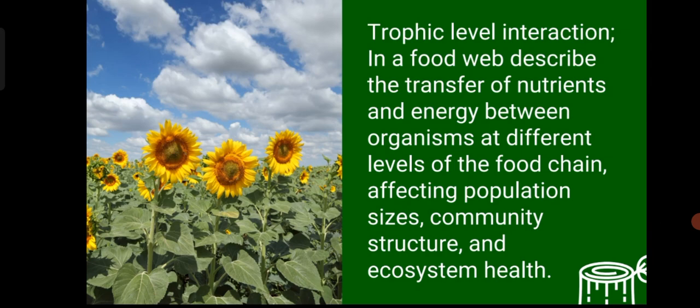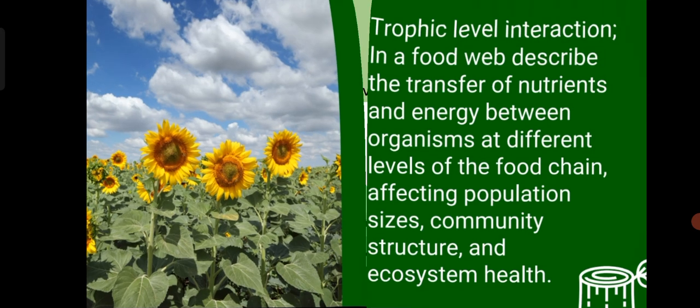The trophic level interactions are essential for maintaining energy flow and nutrient cycling in an ecosystem. They influence factors like population sizes, community structure and evolutionary processes. However, human activities like over-harvesting, habitat destruction and pollution can disrupt the trophic level interactions, leading to ecological imbalances and decreased ecosystem resilience. Understanding these interactions is crucial for conservation efforts and maintaining healthy, functional ecosystems. Now coming to the next slide.